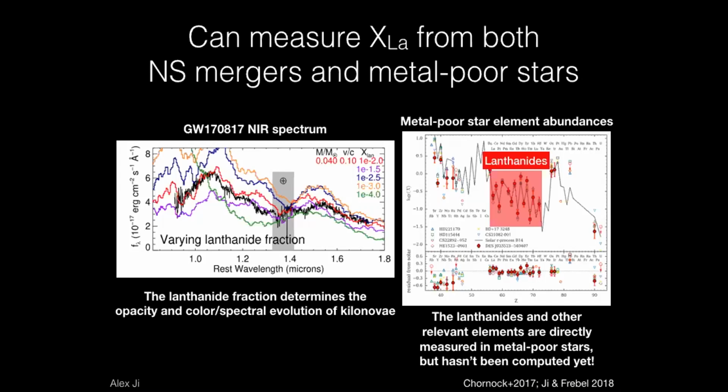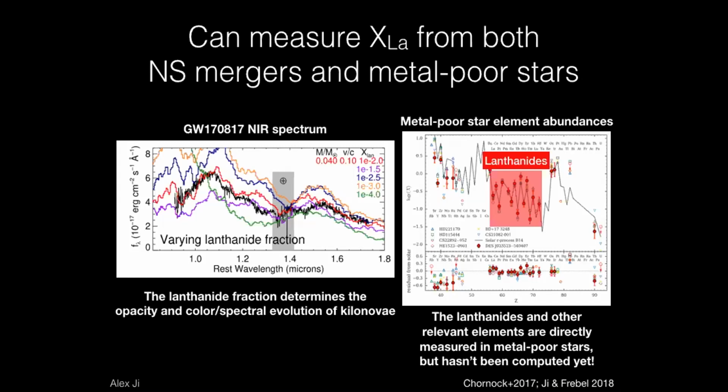Then the other thing is that when you look at metal poor stars, you can also measure a lanthanide fraction in those things. Because as you see over there, in that figure, the y-axis is the abundance of individual elements in a star. The x-axis is the atomic numbers of different elements. And the colored points indicate elements that we have measured in those stars. And so you can see the region that I highlighted, those are the lanthanides, and we do measure them. And so in principle, we should be able to compute this lanthanide fraction, which is the ratio of the lanthanides to all of the other R process elements inside of these stars.